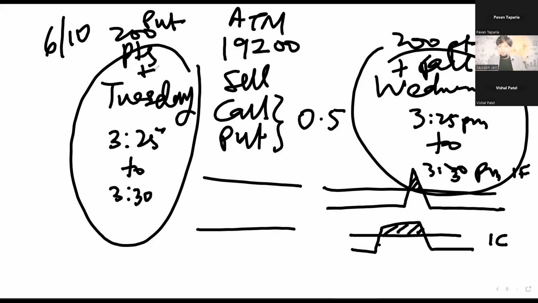I think this is fine. So 200 points is good. If you shorten it, it would be too risky. Okay, better to stick to 200 points. All right. Now, if you would have created a short strangle instead of a short straddle, it would have become an iron condor. You don't want an iron condor because we are having just 1 day.